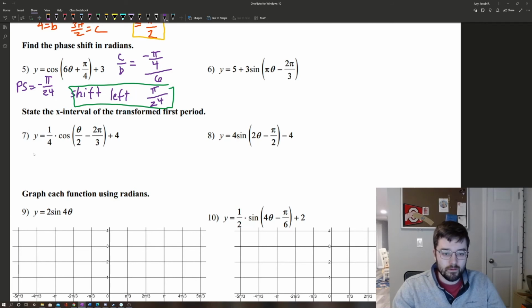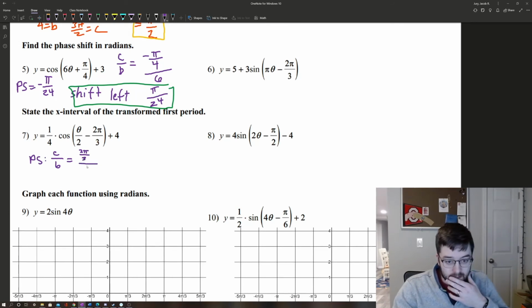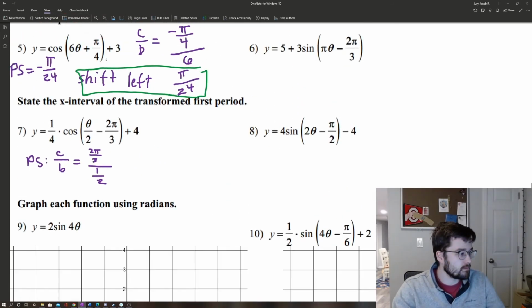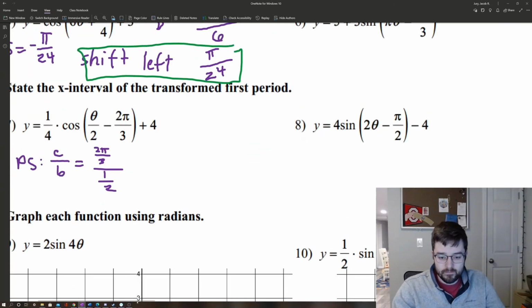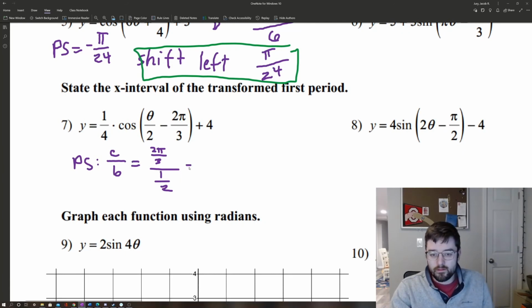So we need to use whatever our b is. So our phase shift is going to be c divided by b, which is 2 pi divided by 3, divided by 1/2. I'm going to zoom this in a little bit. Sorry if you're having to squint too much here. And I can see that's going to be 2 pi over 3 times 2, so 4 pi over 3. And that's 4 pi over 3 right, because it's a positive 4 pi over 3.